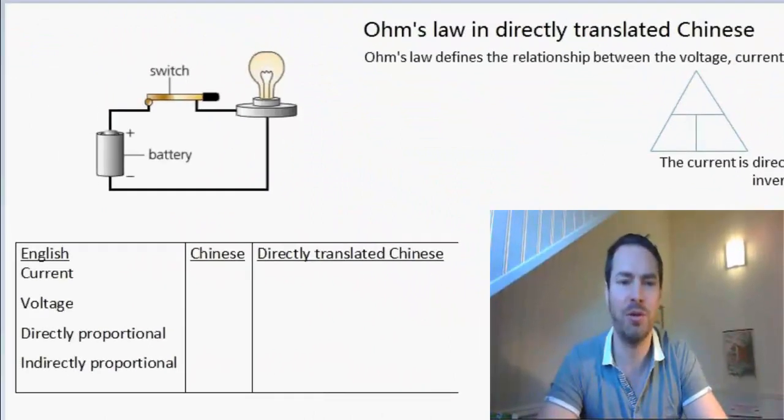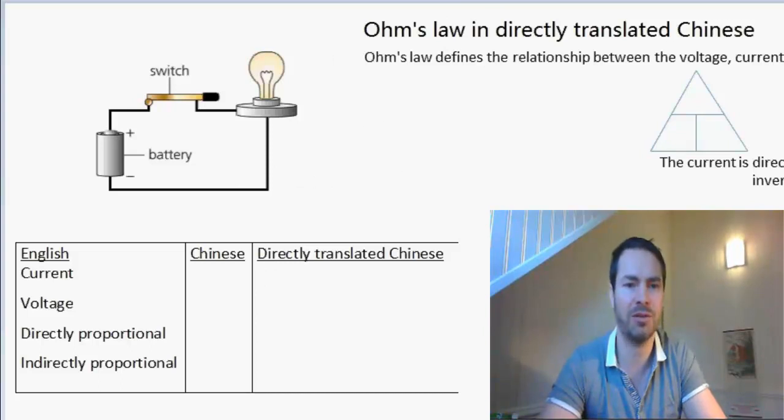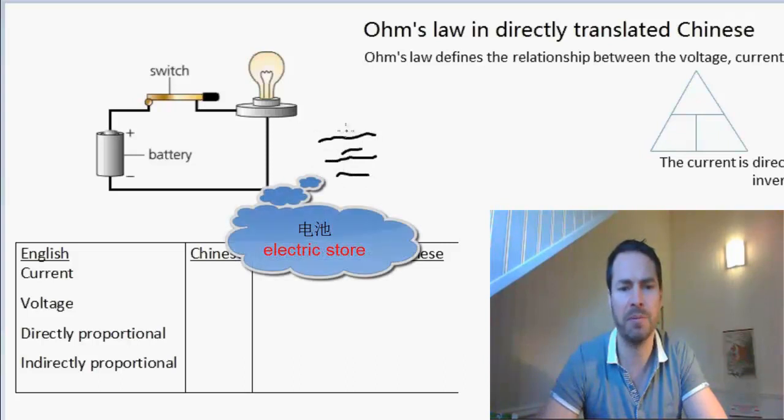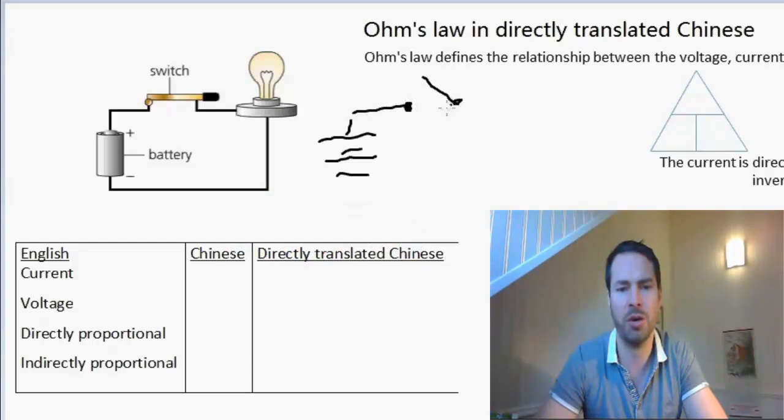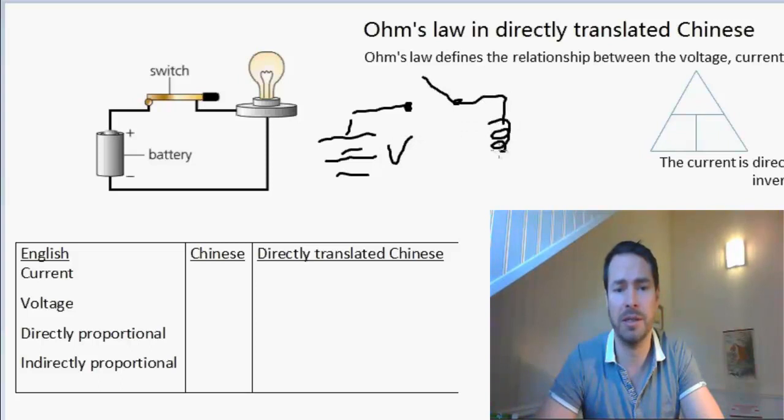So I'm going to use Ohm's law as an example here, and we have this simple electronic circuit, and we have a battery which is connected to a switch which is initially open. So the battery sets up a voltage, and we have a resistor or a light bulb here, and as soon as we close the switch, we set up a current, and the current is directly proportional to the voltage and inversely proportional to the resistance.